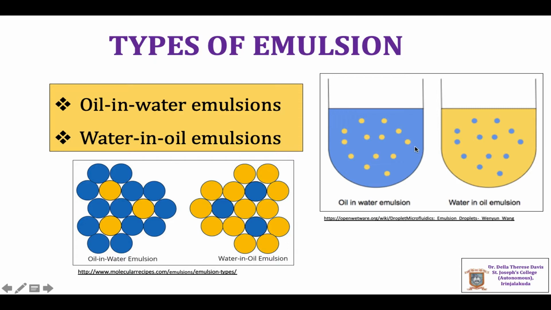This is a simple representation to show oil in water emulsion and water in oil emulsion. If the yellow color represents oil and the blue color represents water, oil in water means water will be present in bulk and the molecules of oil will be scattered. And the reverse is seen in water in oil type emulsion.